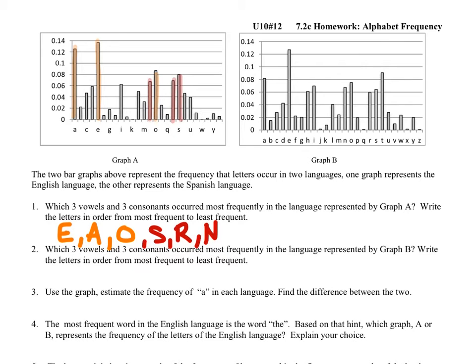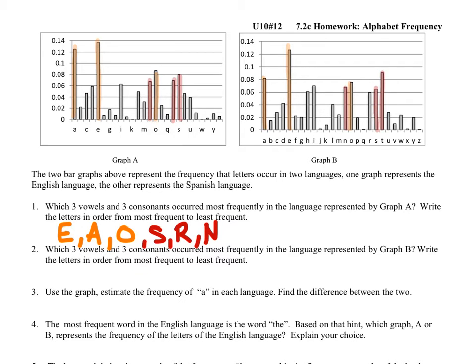Which 3 vowels and 3 consonants occur most frequently in the language represented by graph B? Write the letters in order from most frequent to the least frequent. Alright, let's identify our most frequent one, that's E. It looks like T is the next one right here. That's a consonant though. And then the next highest appears to be A, which is a vowel, so we'll keep that in orange. Next up, L, M, N, O. That's another vowel, so we've got our 3 vowels already. And then maybe I, but that's a vowel, so we'll skip it and move on to what appears to be N. And then it looks like S is the next highest right here.